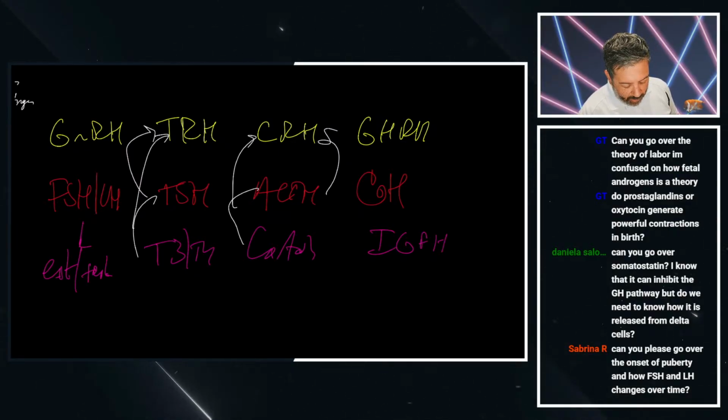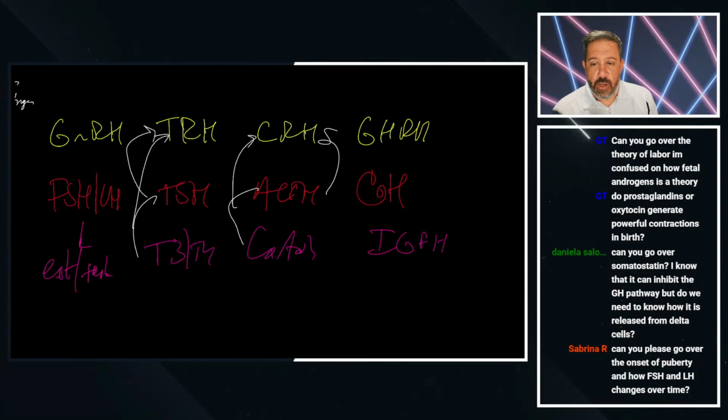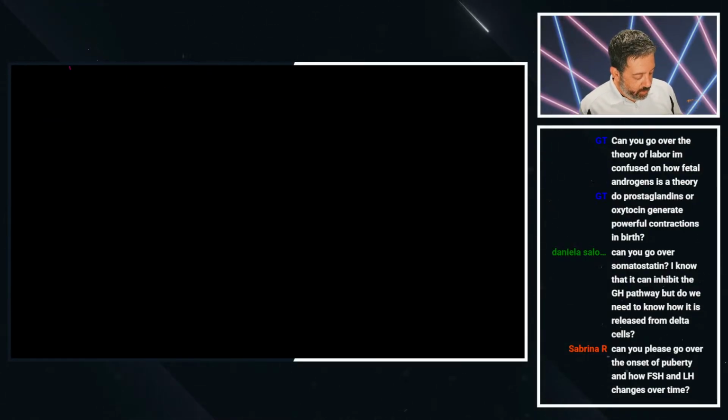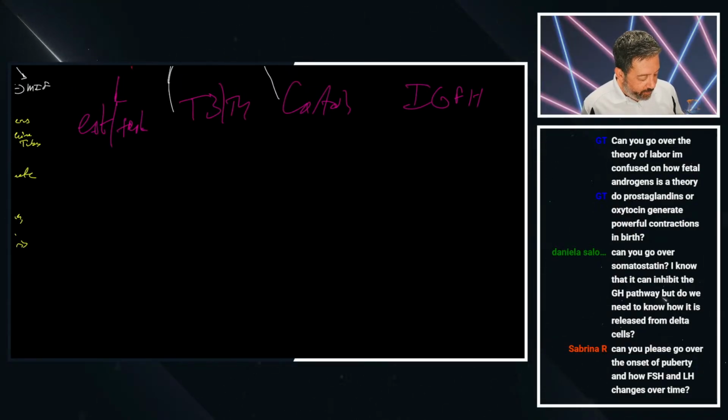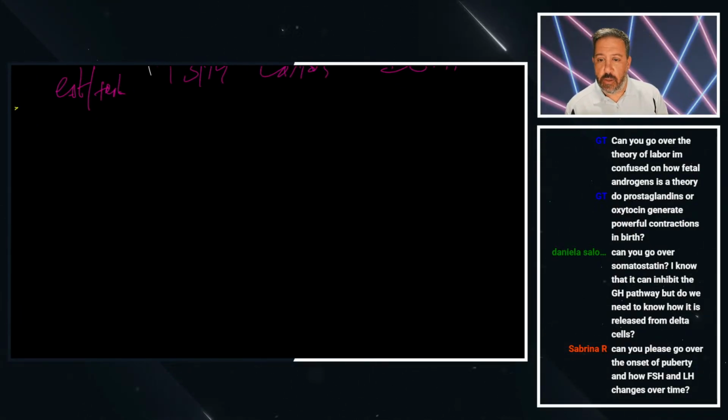And then onset of puberty and how FSH and LH changes over time. Just think about for onset of puberty in females, it starts the cycle so that every month you'll always have, where is it? Here.